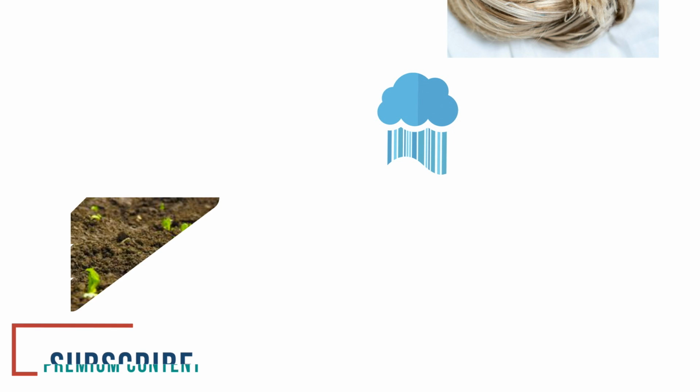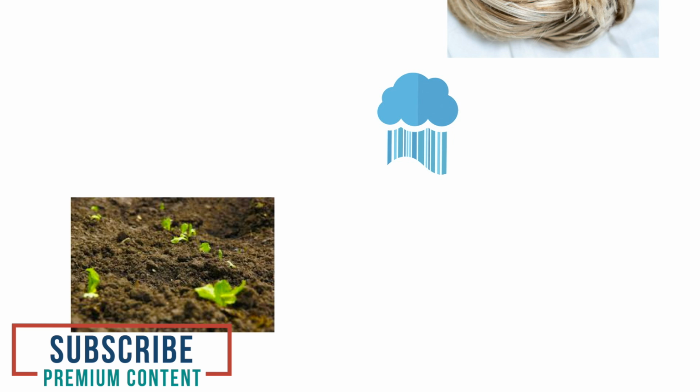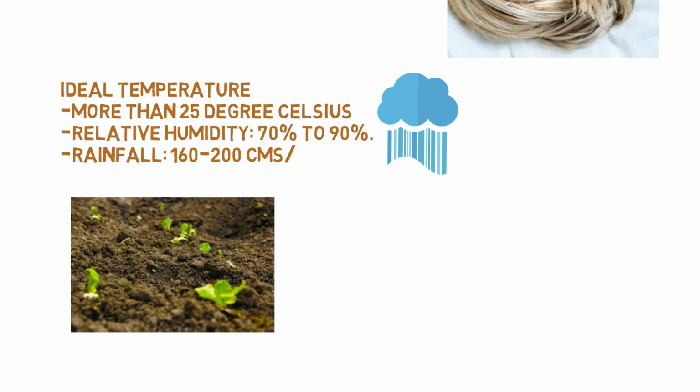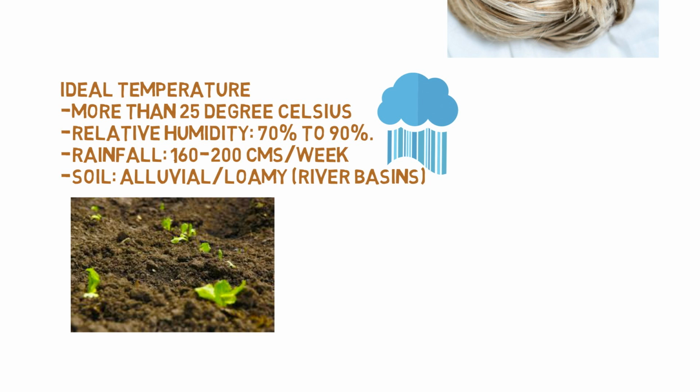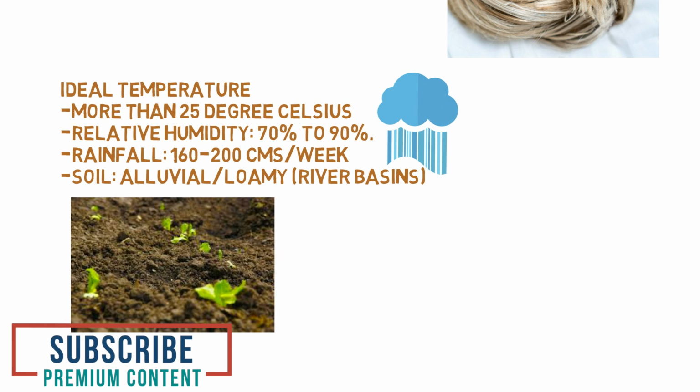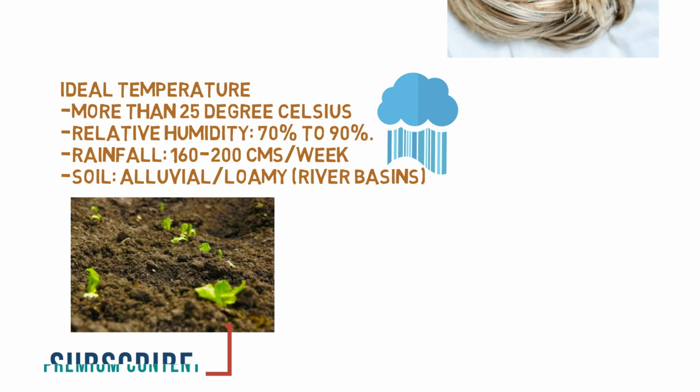Now let's look at the climatic conditions which are required for jute cultivation in India. See, the ideal temperature for jute cultivation is a little more than 25 degrees Celsius, which means we need a warm climate. Further, the relative humidity should range somewhere between 70% to 90%. Jute requires 160 to 200 centimeters of rainfall on a weekly basis, and also additional water is needed during the sowing period. The soil which is most suited is alluvial or loamy, which is usually found in river basins.